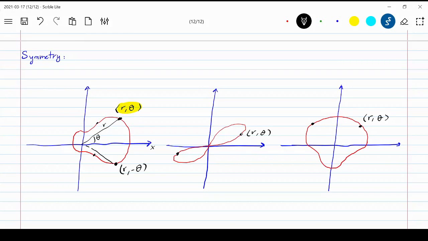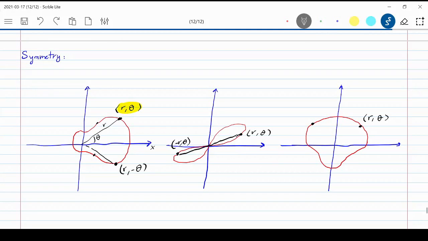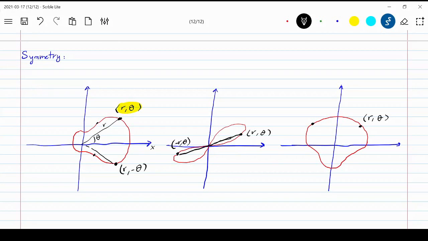What if we change the radius to negative radius? That means the point r and theta corresponds to negative r and theta on the other side, exactly opposite through the origin, because negative radius is the same angle, just in the opposite direction. Same angle, but instead of a positive radius, you have a negative radius.